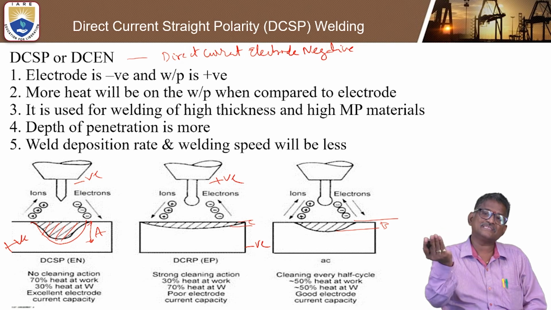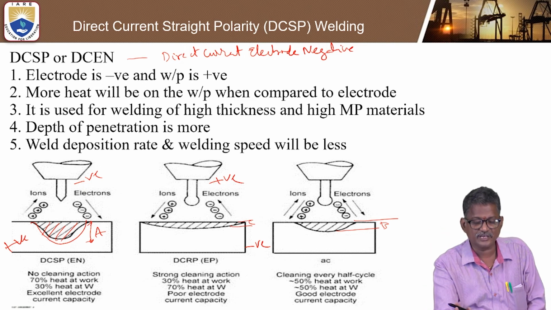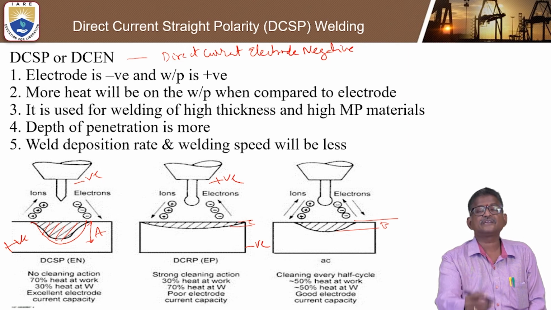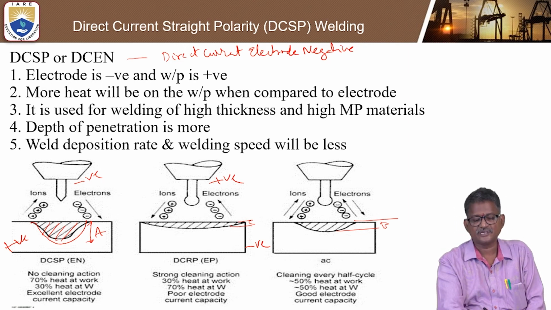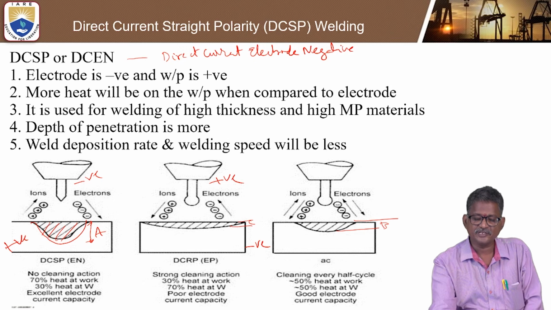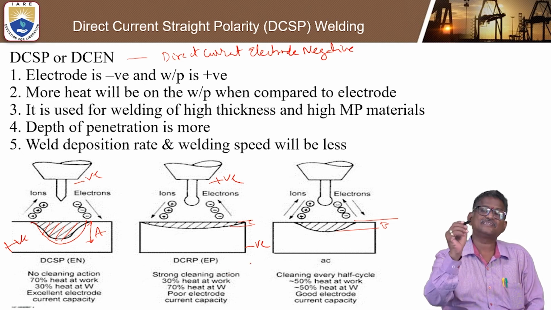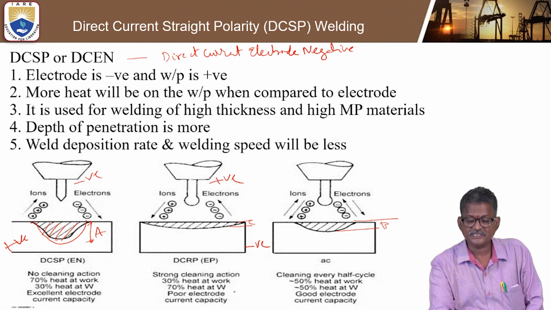But the remaining 30% is the electrode only. Okay, so that is another thing. And excellent electrode current capacity is also good in this DCSP. And similarly, DCRP means strong cleaning action, very strong, but 30% heat at the work. Okay, 70% heat at the electrode. This is what reverse polarity is.